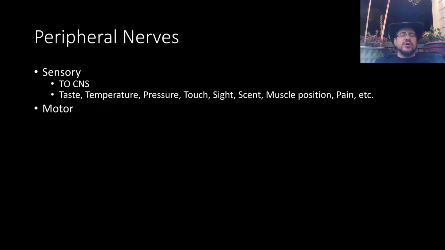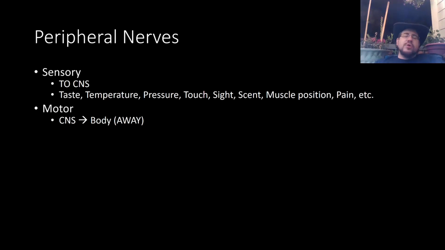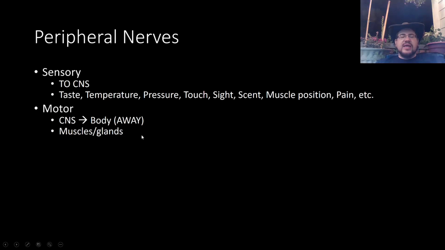We also have motor nerves. Motor nerves carry information from the CNS to the body. They carry information away from the central nervous system. The central nervous system processes the information from all the sensory nerves, and it generates a response. And that response is sent along a motor neuron from the CNS to the body, away from the CNS. Motor neurons are connected to muscles and glands.